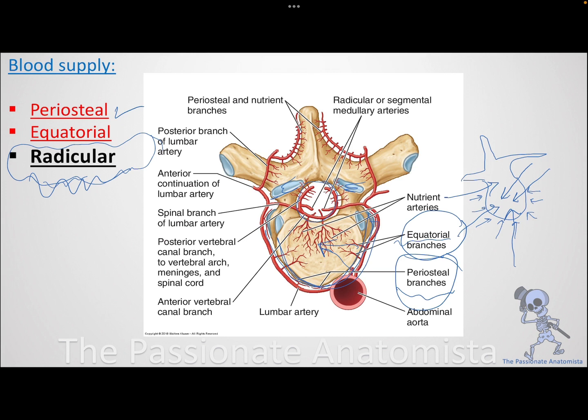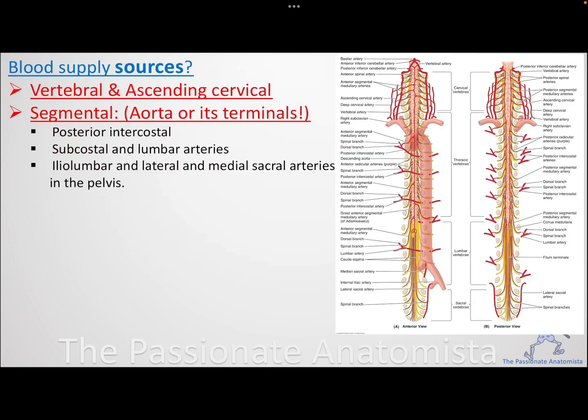So what are the branches that supply the vertebral column? The periosteal, equatorial, radicular. Perfect. Where are they coming from? Good question. Let's go to the next slide. Where would be the blood sources of the equatorial, the periosteal, and radicular? Think about your major blood vessels.